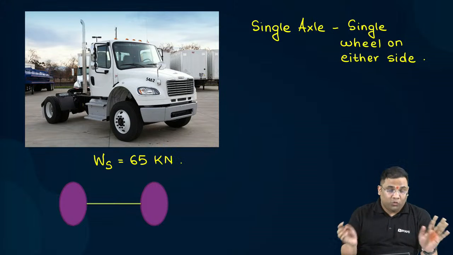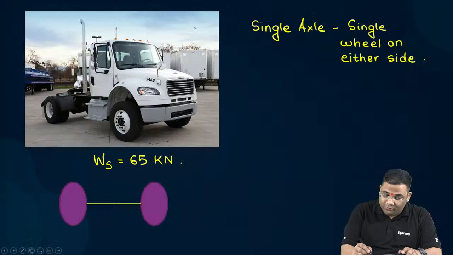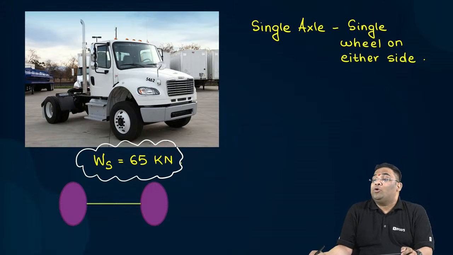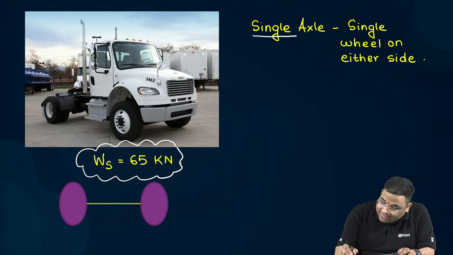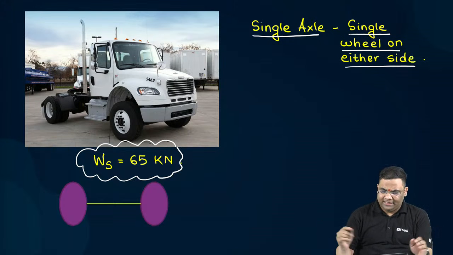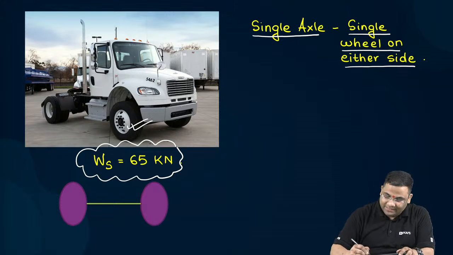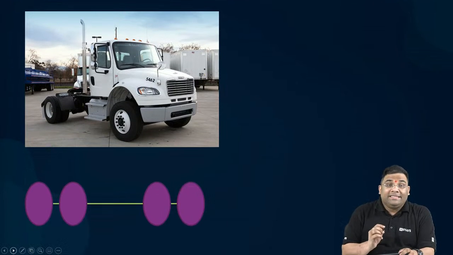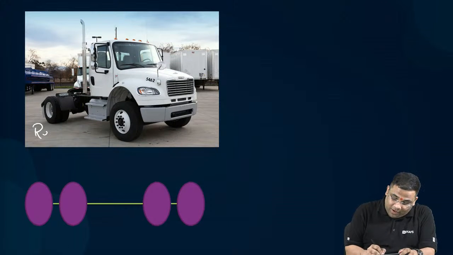Now these values, some students might know before. I will just repeat for all of you, and students who don't know can know also, right? So it's a single axle with single wheel on either side, very easy. This one is the front one here. Now, you can see the rear one or the back one.